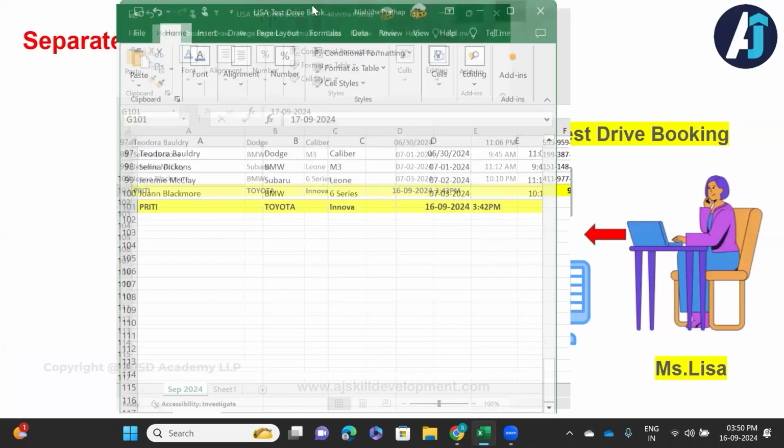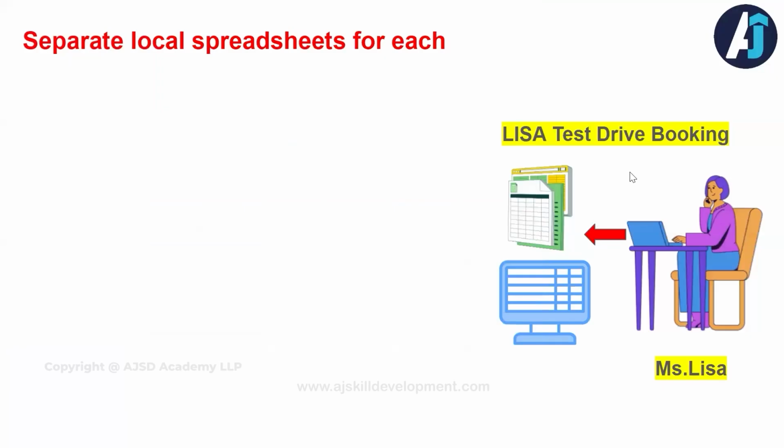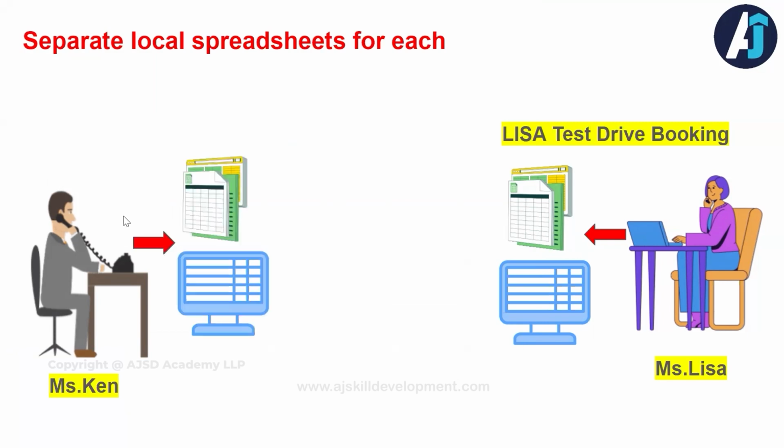This is actually Lisa's test drive booking. Okay, this is a separate sheet. She is booking in that. Okay, she is recording Preeti's information in her test drive booking sheet. But when Lisa was off, Ken was not able to locate Preeti's information, because Ken is actually maintaining a separate spreadsheet to record all his test drive bookings. He is another sales representative.